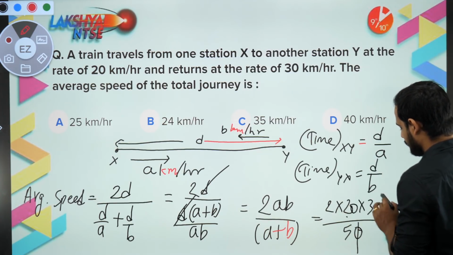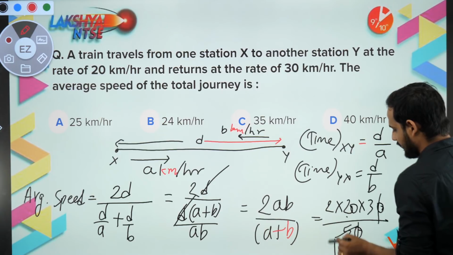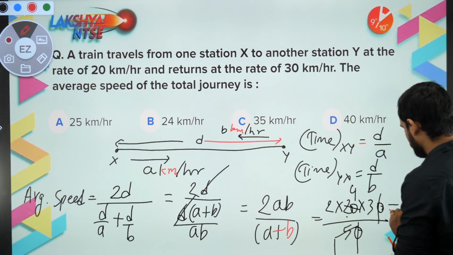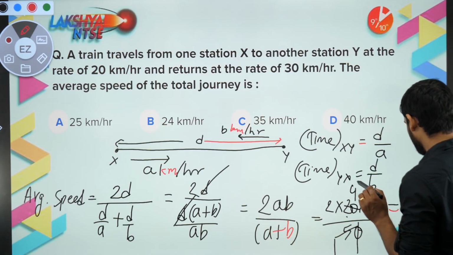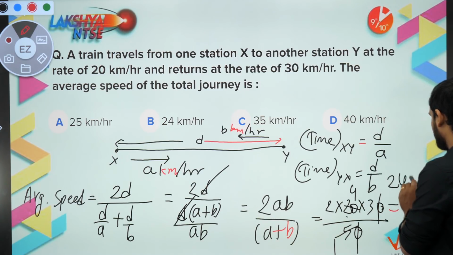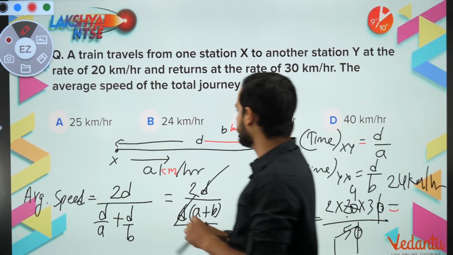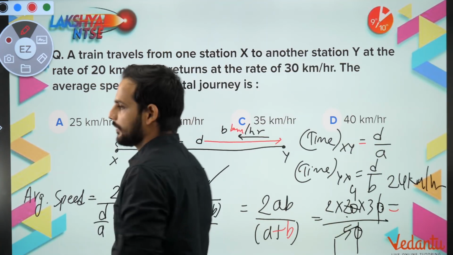This cancels with this: 5 ones are 5, 5 fours are 20, 4 twos are 8, 8 threes are 24. So the correct answer is 24 kilometer per hour.